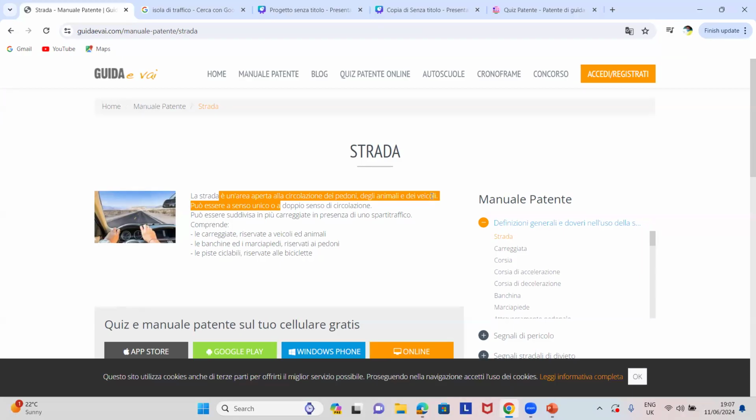Guys, whenever you hear the word vehicle, veicoli in Italiano, it means everything that has an engine and everything that doesn't have an engine. Veicoli means everything that has an engine and doesn't have an engine. That is veicoli. Is it clear?